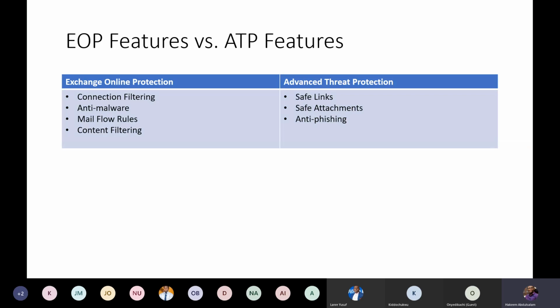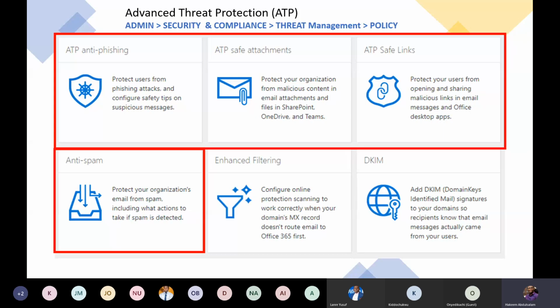While Advanced Threat Protection comes with things like Safe Links, Safe Attachments, and anti-phishing features. So this is a holistic view of what ATP contains. You have things like anti-phishing, Safe Links, and you can see from the description what they do. You have Safe Links as well, and anti-spam. To get there, you go to your portal, go to admin, security and compliance, select threat management, and click on policy to configure most of these things. I'll show you in the demo how these things can be configured.